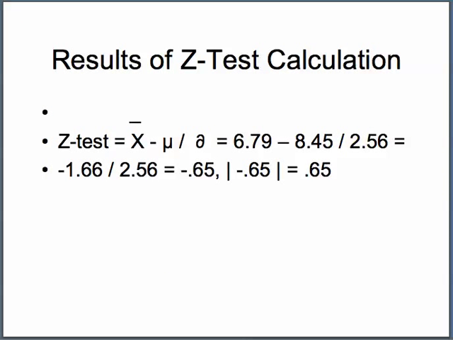What is the result of the z-test? The result is as follows. 6.79, the sample mean, minus the population mean of 8.45, divided by 2.56, gives us minus 1.66 divided by 2.56, which equals minus 0.65. The absolute value of minus 0.65 is 0.65.